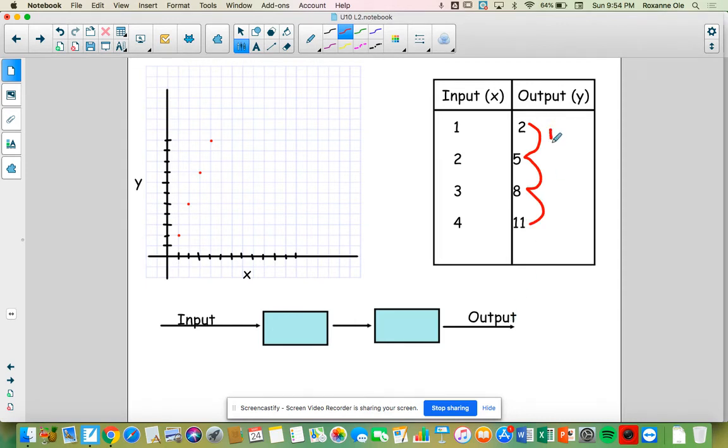Okay, it's plus 3, plus 3, plus 3. Now who remembers what I said? If you notice it's a plus 3 going on in the output, what does that tell you about the first function? Is it going to be plus 3? No, it's going to be times 3.